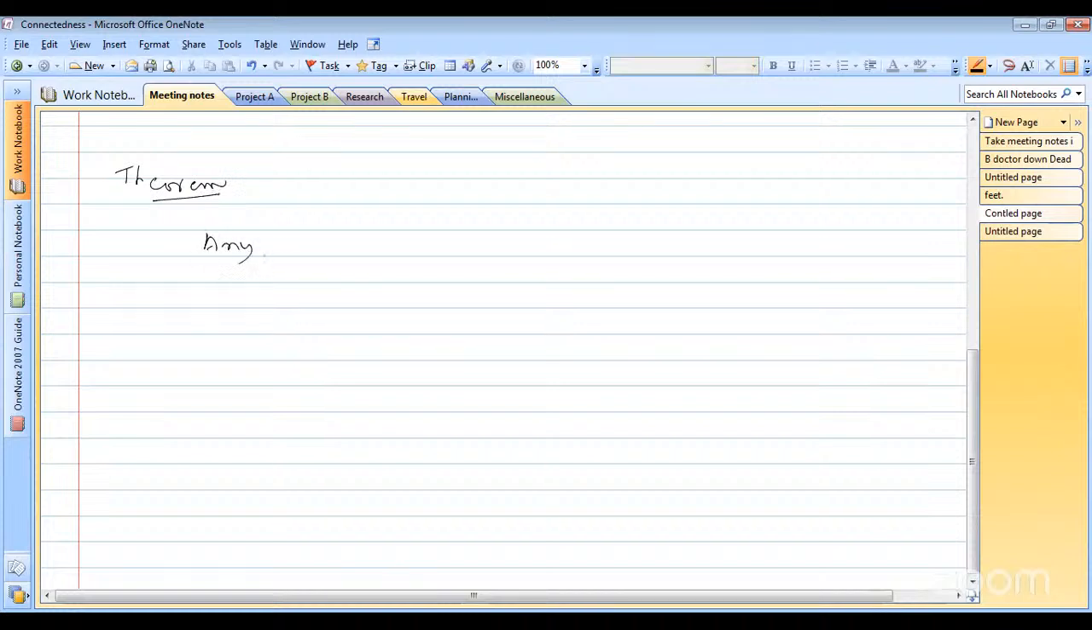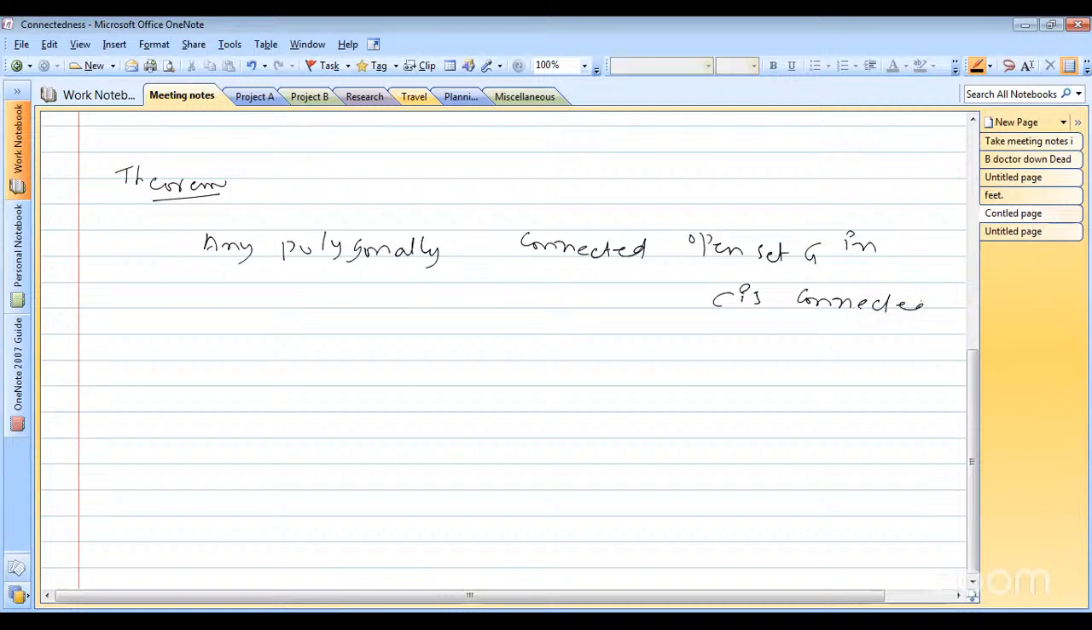Theorem: any polygonally connected open set G in C is connected. We have to prove this.